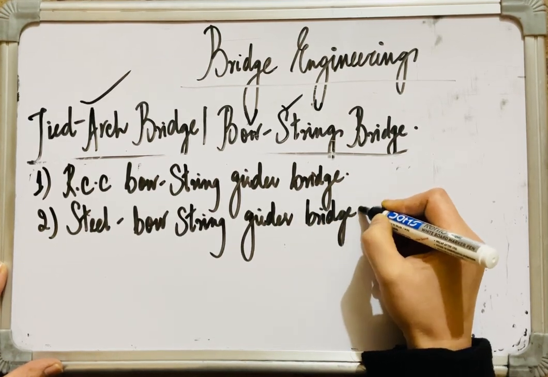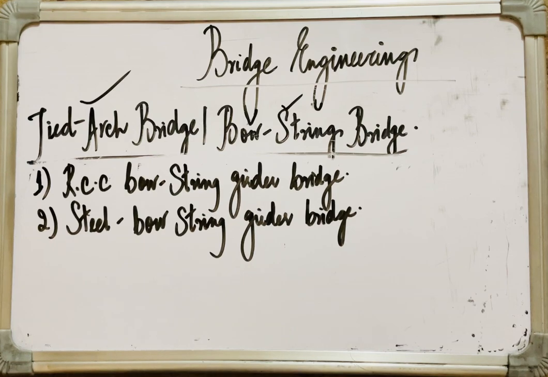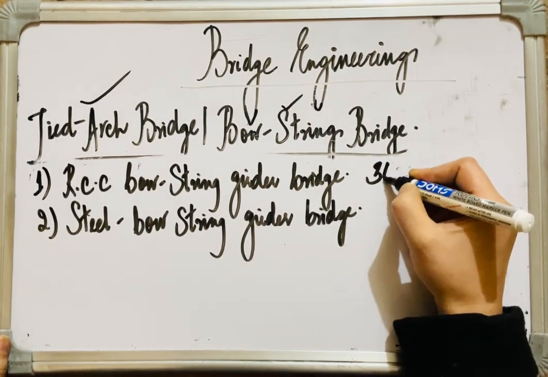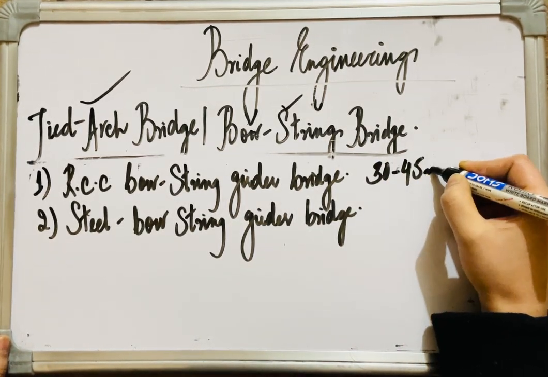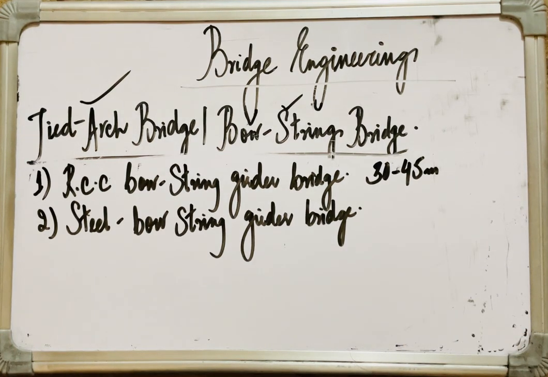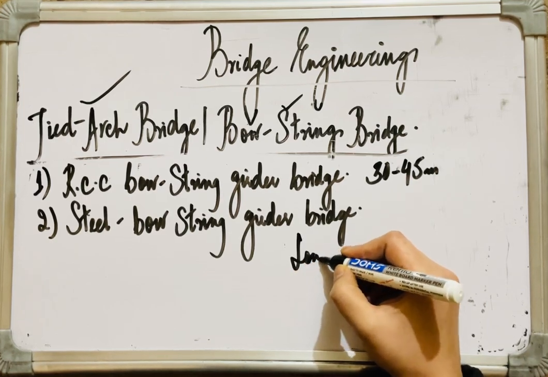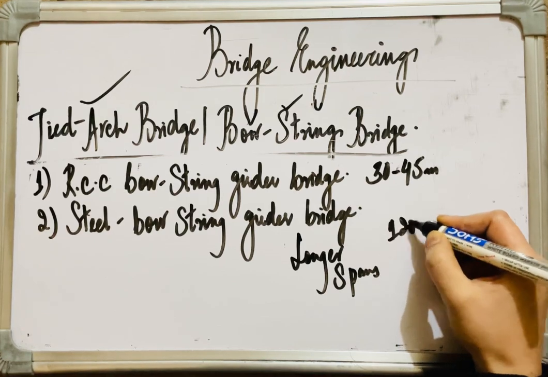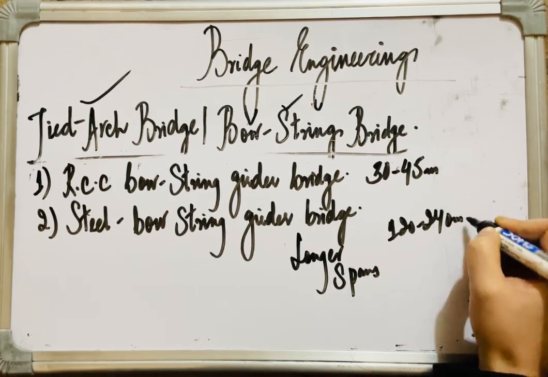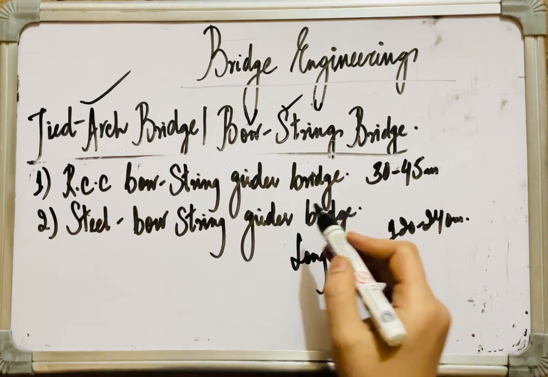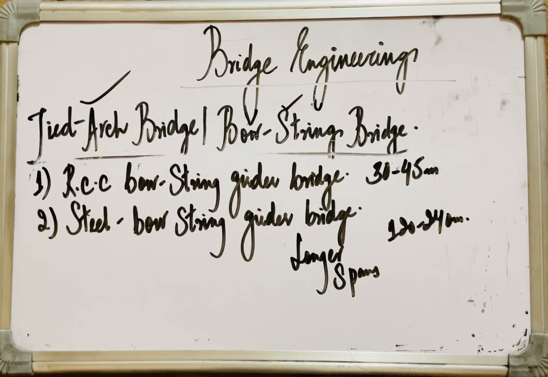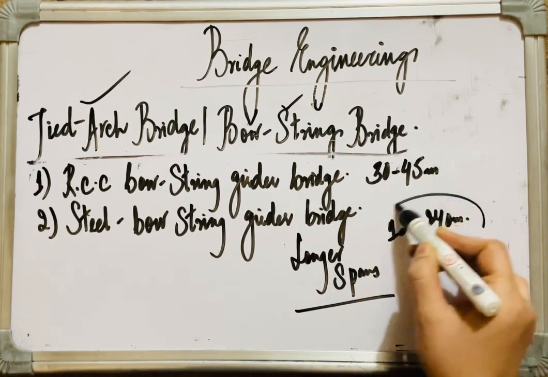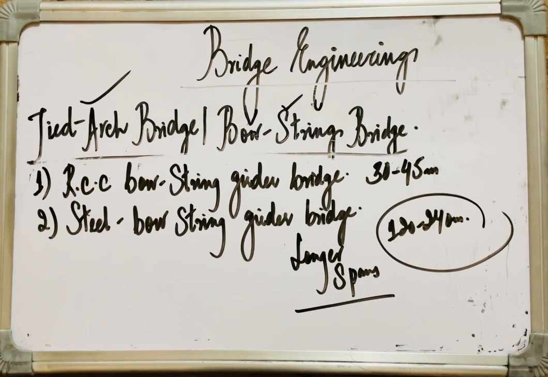The first one, that's the RCC bowstring girder bridge, is used for spans ranging between 30 to 45 meters. And the second one, the steel bowstring girder type bridge, is used for relatively longer spans ranging between 120 to 240 meters. All right, so for shorter spans we have to go for RCC bowstring girder type bridges, and for relatively longer spans ranging between 120 to 240 meters we have to go for steel bowstring girder type bridges.